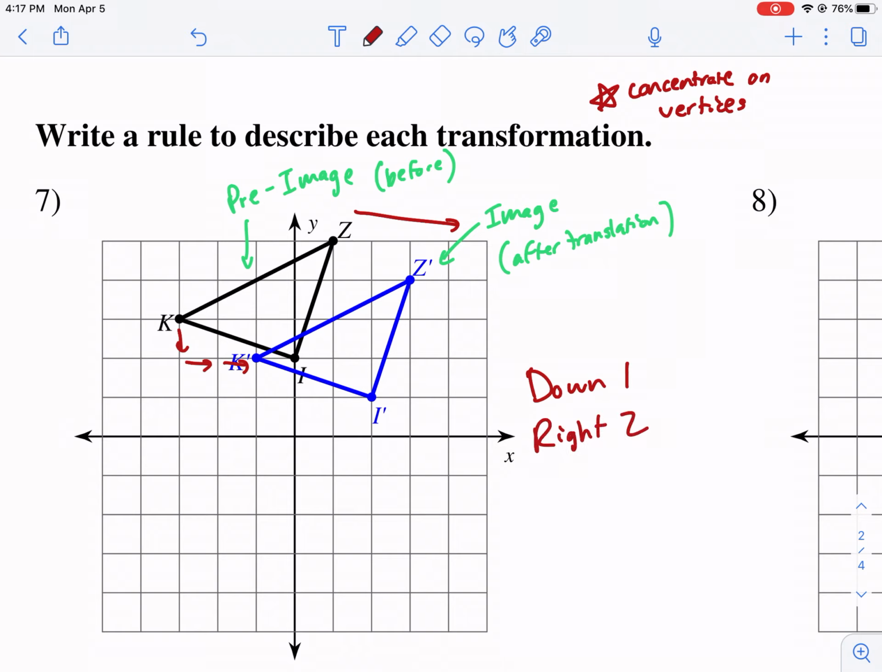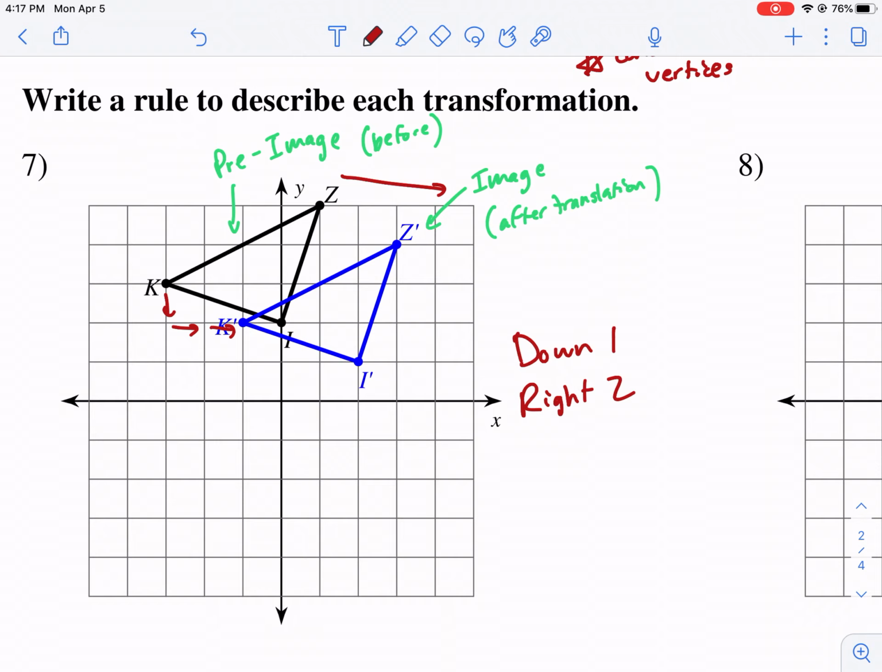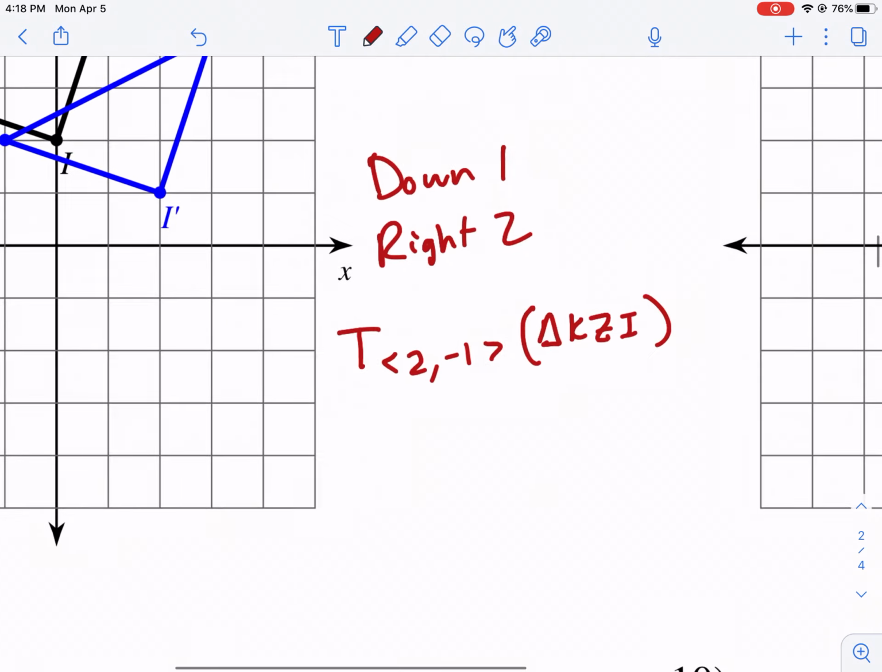That's how this worksheet wants you to do this, but technically, if we're going to do this in actual transformation notation, we would write it like this. T, and then these little caret brackets, 2, -1. And then we would put it like this, triangle K, Z, I. Now you're probably like, whoa, there's a lot going on here, and I just want to break it down. So what does this mean?